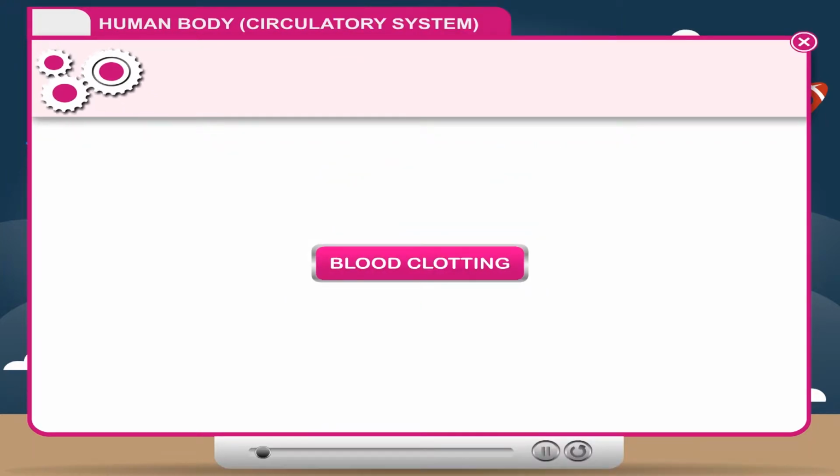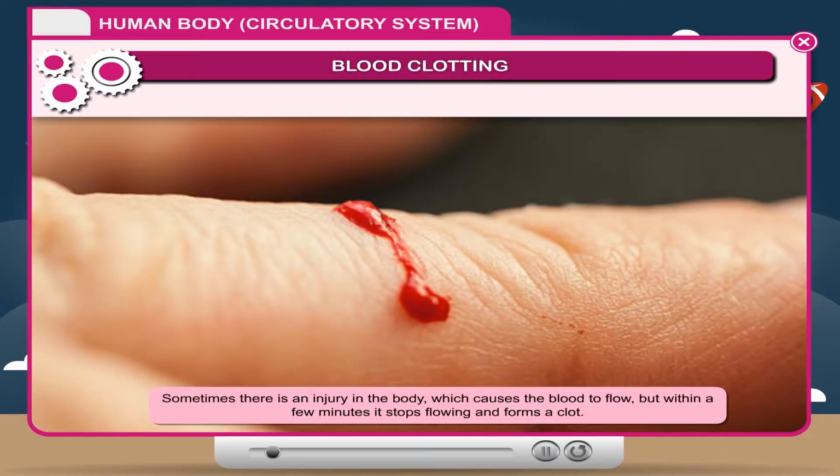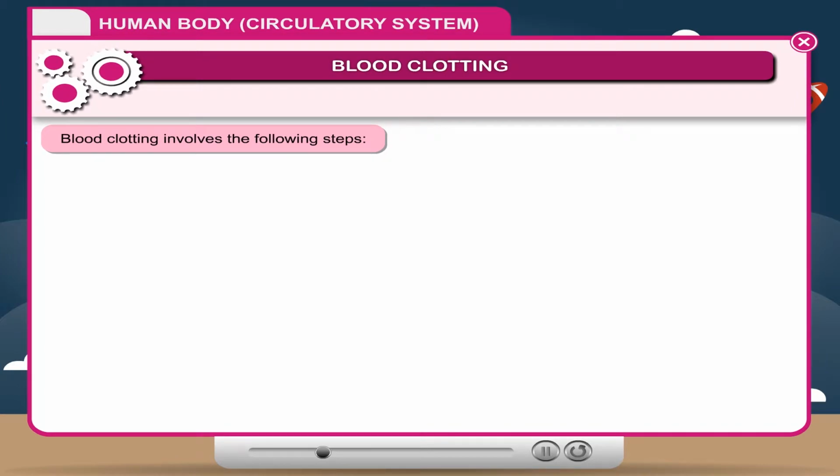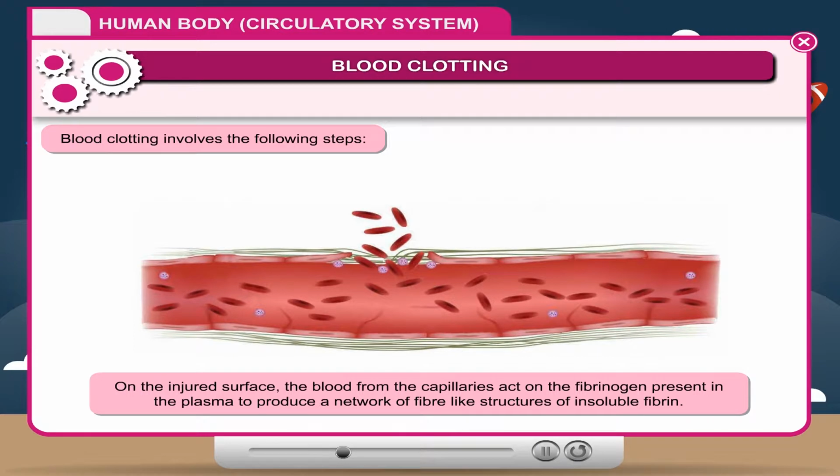Blood clotting. Sometimes there is an injury in the body which causes the blood to flow, but within a few minutes it stops flowing and forms a clot. Blood clotting involves the following steps. 1. On the injured surface, the blood from the capillaries acts on the fibrinogen present in the plasma to produce a network of fiber-like structures of insoluble fibrin.